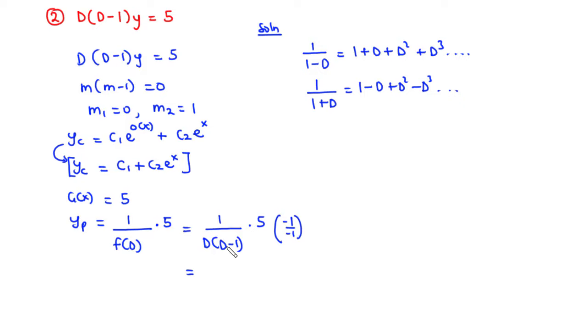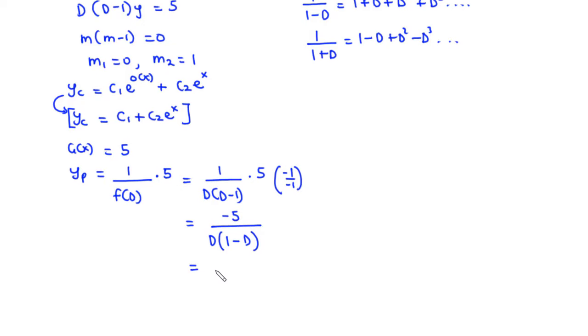So when we do that, then we have negative 5 divided by d into brackets. This negative affects the d here, so we have negative d, and then it affects this, and then we have positive 1. Now we can interchange the positions so that we have 1 minus d.